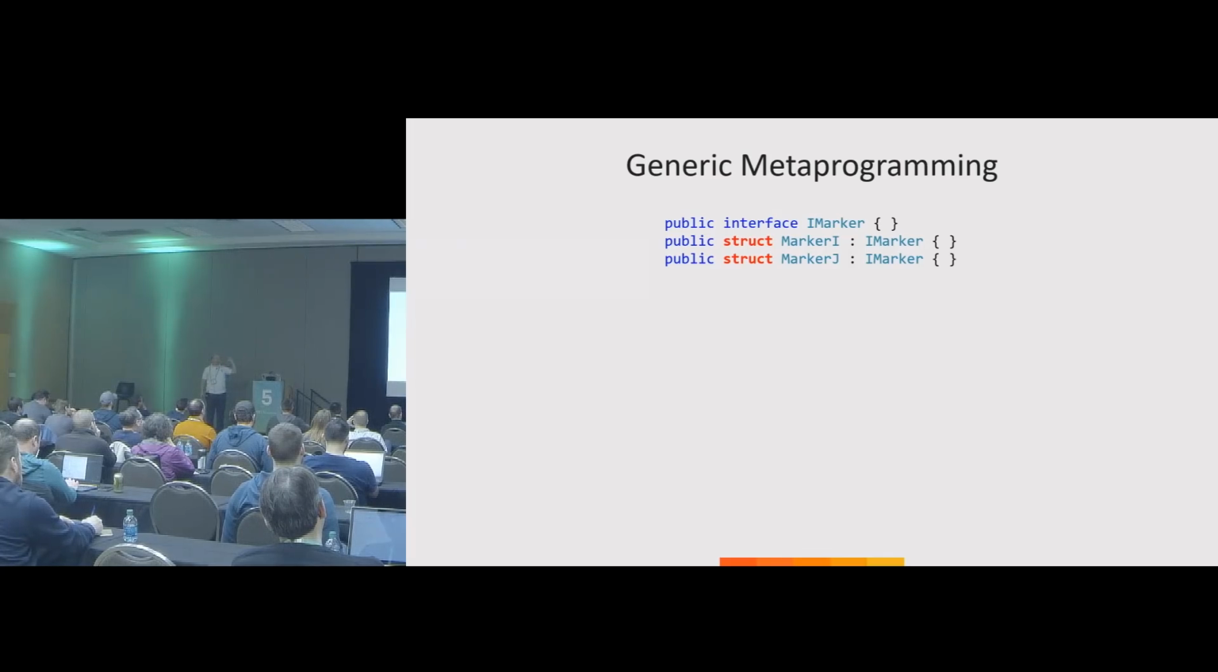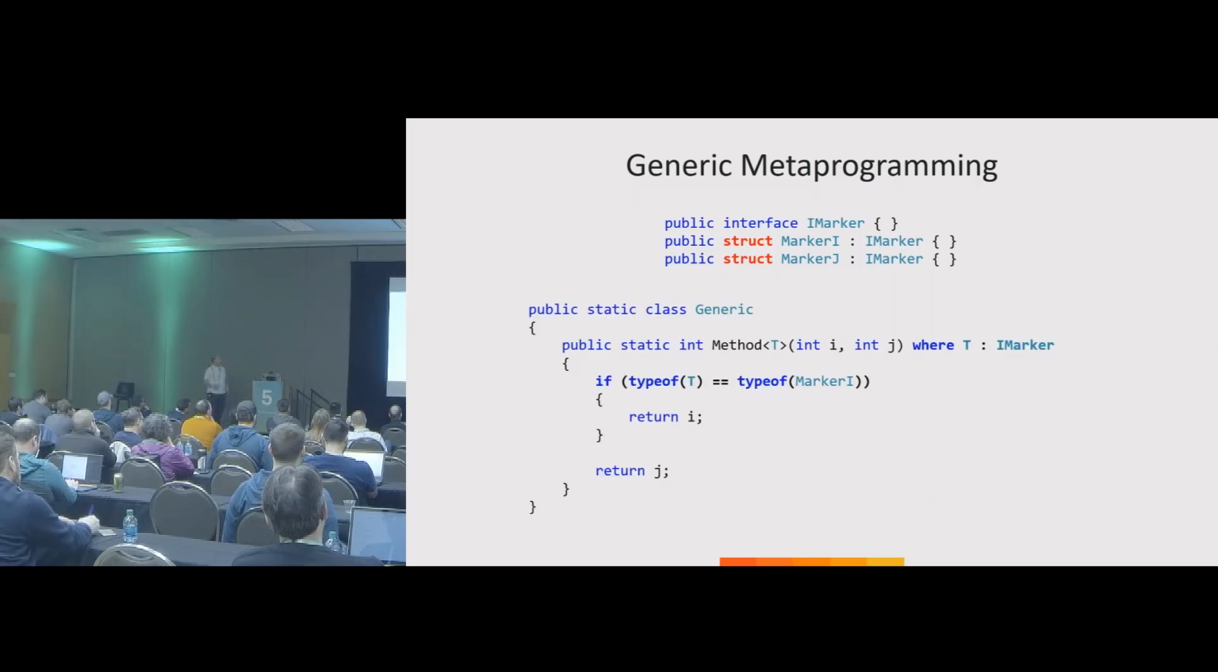So let's think about this. If we have a marker A, we know that we can call anything that is defined already in the interface. And if we got a marker J, we also can do the same thing. In this case, this also is an empty interface. But the interesting thing is that we can write something like this, where our method is going to take a type, which is actually an interface.